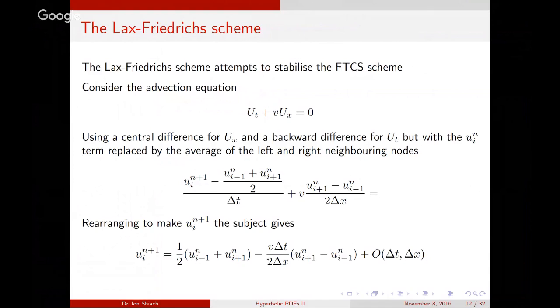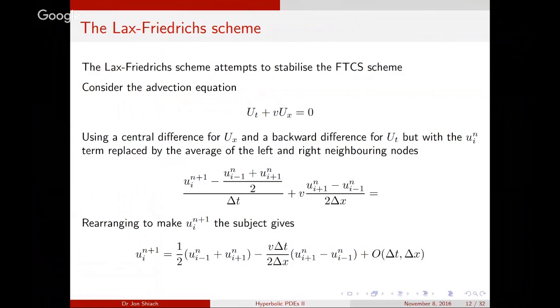What I'm going to do now is go on to look at other examples of finite difference schemes. And the first one we're going to look at is called Lax-Friedrichs. And essentially what Lax and Friedrichs tried to do was take the forward time central space scheme and make it stable. They liked the fact that it was second order in space, but didn't like the fact they couldn't use it because it's not stable.